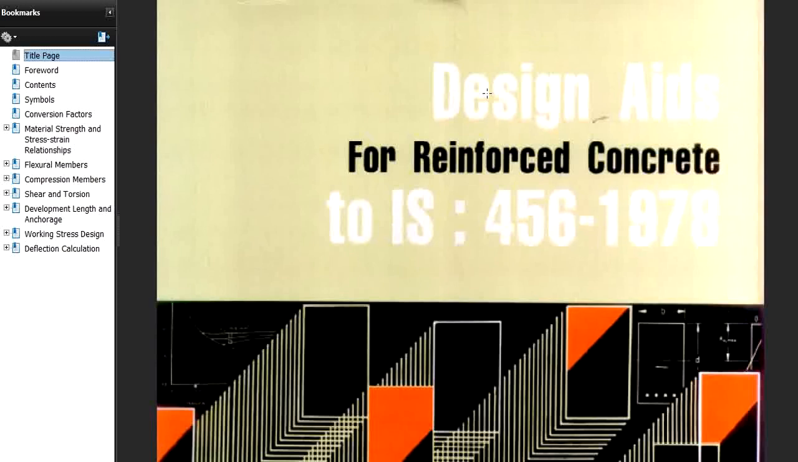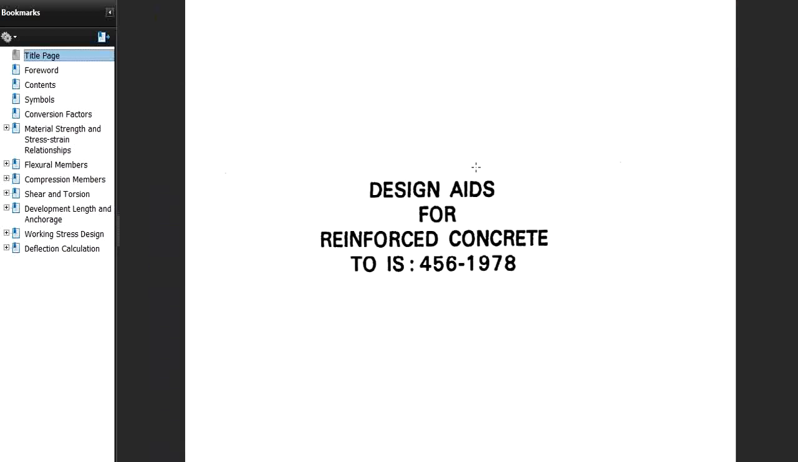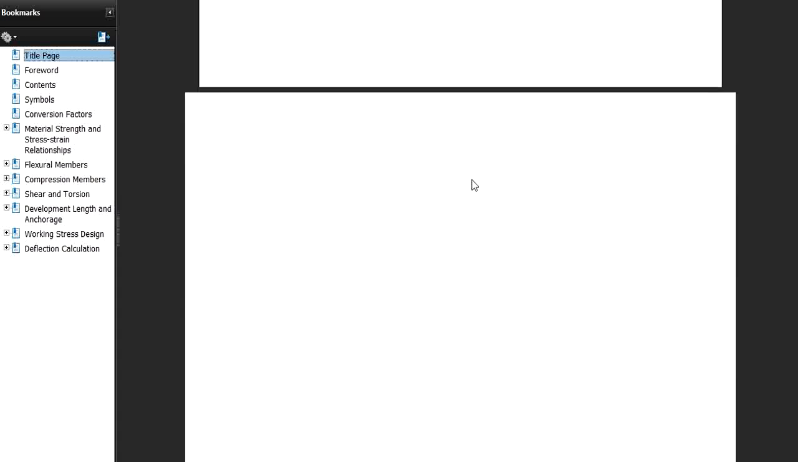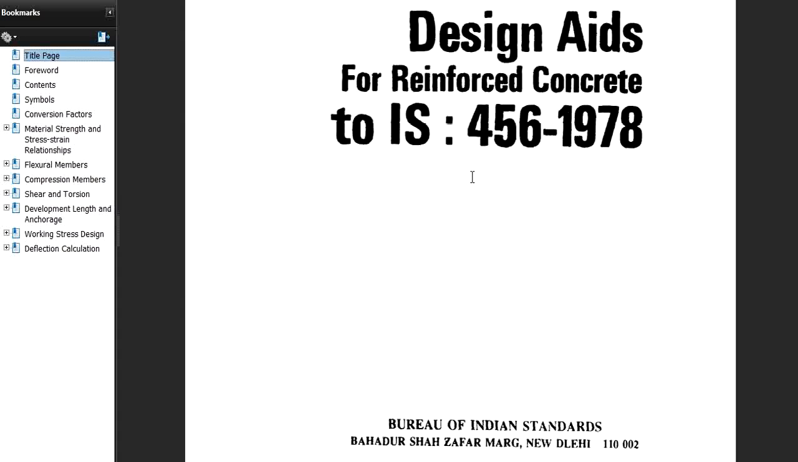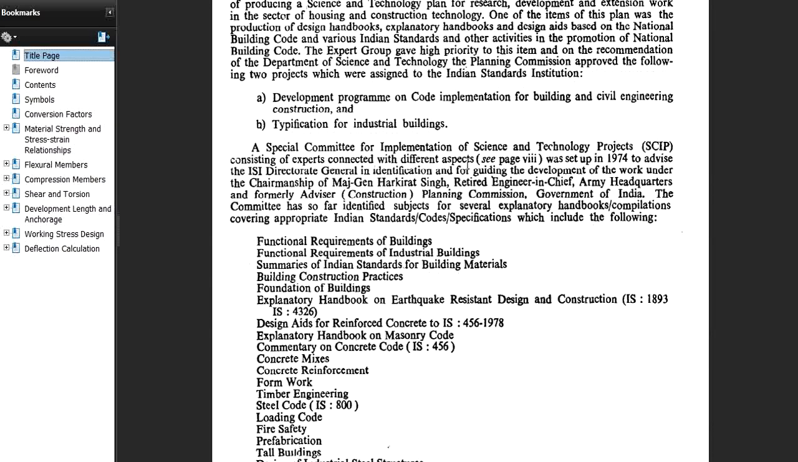So I will start this particular session with an introduction to the SP16 code. SP16 code is also called design aids for IS 456. You can see the index over here. This is applicable for flexural members also, and it gives us stress strain relations for various materials.